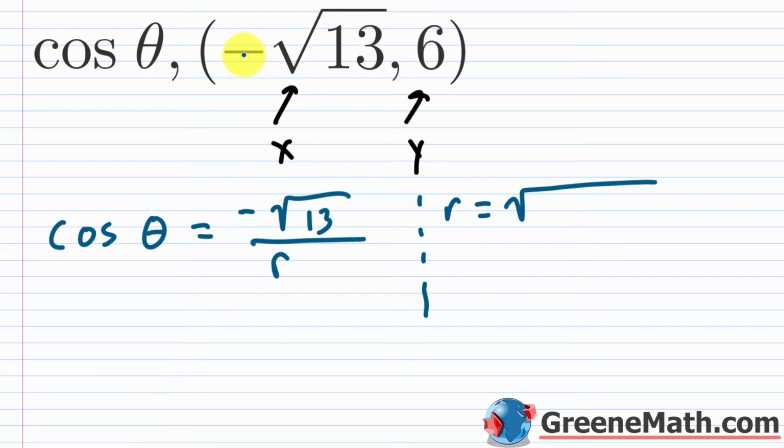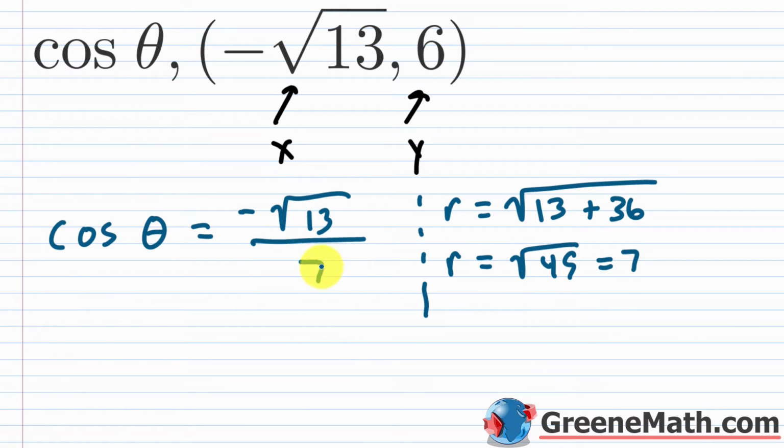So if I square the negative of the square root of 13, negative 1 being squared is just 1. So this part goes away. The square root of 13 being squared is 13. So let me put 13 here. Then plus, if I square 6, I'm going to get 36. So 13 plus 36 is 49. So r is equal to the square root of 49, which is going to be 7. So let's put a 7 there. And that's basically it. You could put the negative out in front if you're more comfortable with that. So the cosine of theta is equal to the negative of the square root of 13 over 7.